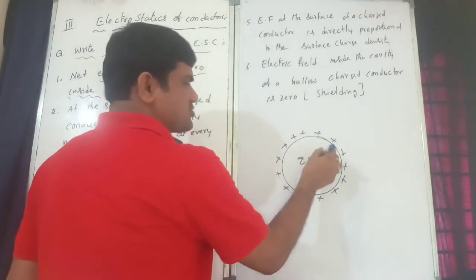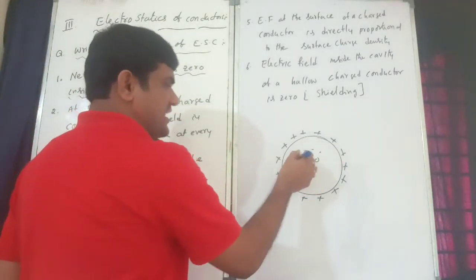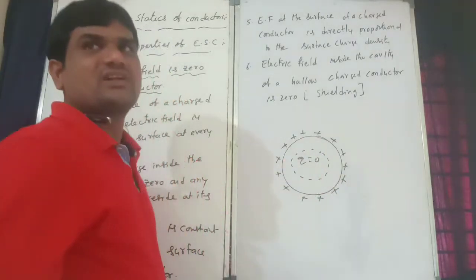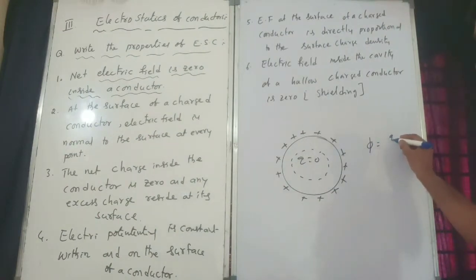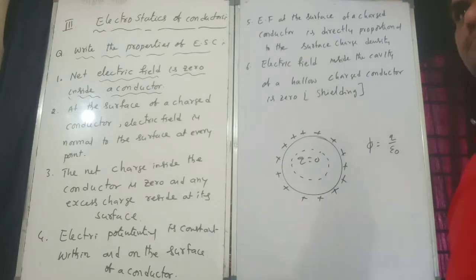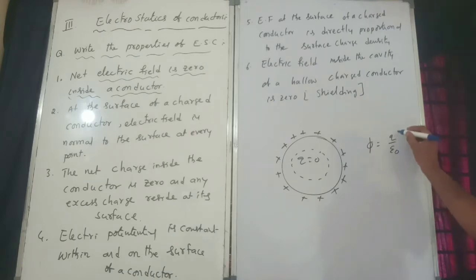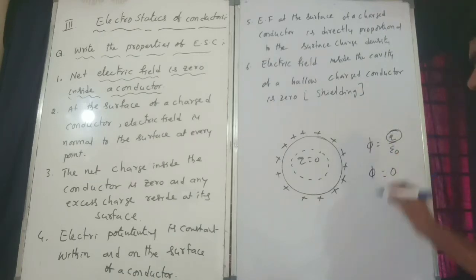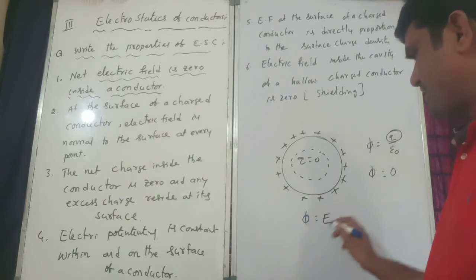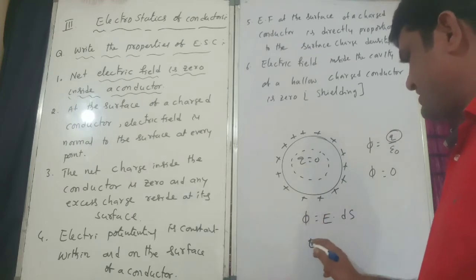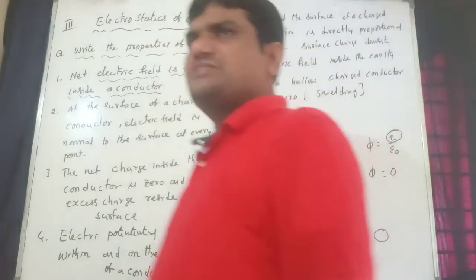For example, if I select this point, around this surface I can draw a Gaussian surface. Now according to Gauss law, flux is equal to Q by epsilon naught. Therefore, Q is equal to 0, so phi is equal to 0. Then electric field: flux is equal to the integral of E ds, so E is equal to phi by ds. Phi is 0, so everything is 0.